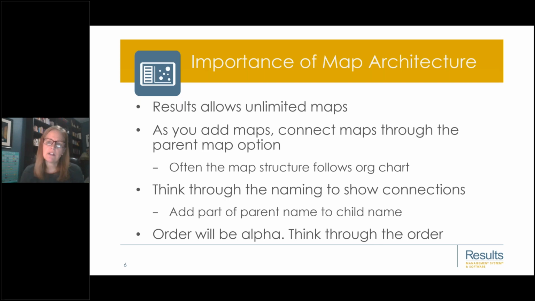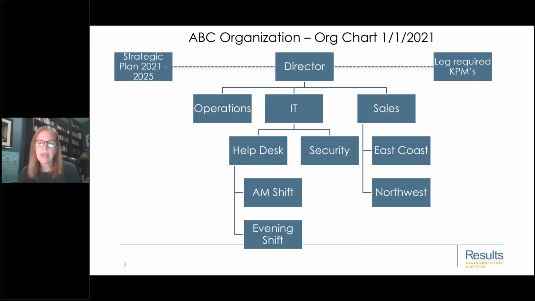Then in the Results list, when you click onto all maps, remember that list will show in alpha order, and there are some tricks we can put into place to help force the order that makes sense for your organization. So let's go through an example. I said often the map structure, the map architecture, will follow an org chart. But within an organization, there can be ancillary metric needs. So here's an example. I've created ABC organization.